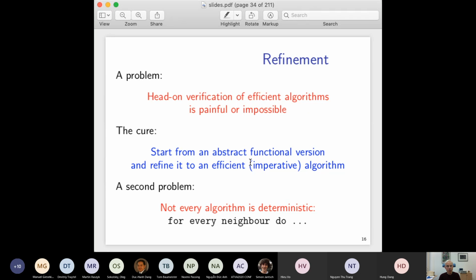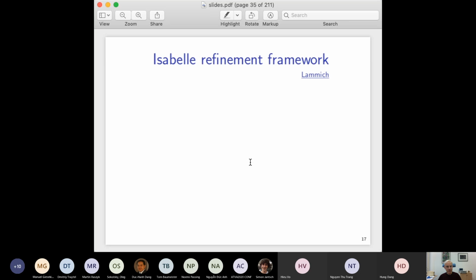The programming language is probably deterministic, but you typically are best off to start with a non-deterministic algorithm. In particular, in graphs, you frequently have things like, for every neighbor, do something. And so it's impossible to just start from the functional programming language that you have in your theorem prover. You need something richer.